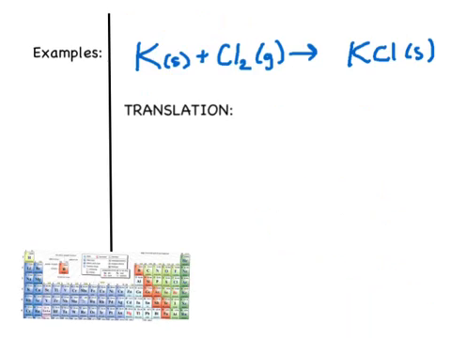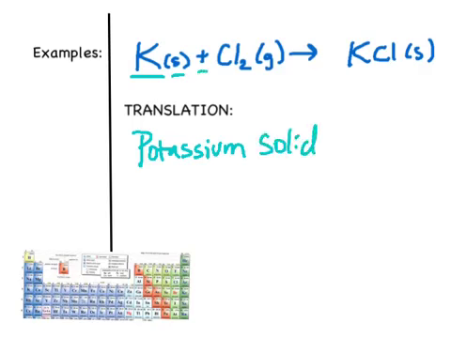Okay, our last example is another one where we're given an equation and we have to translate it into words. Again, we have to do it one symbol at a time. So let's take a look. Our first one is K, potassium. He's by himself, so that makes it kind of easy. So potassium. Then we have little s, which means solid. Plus sign is and.